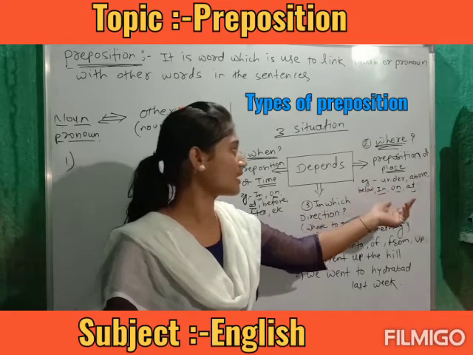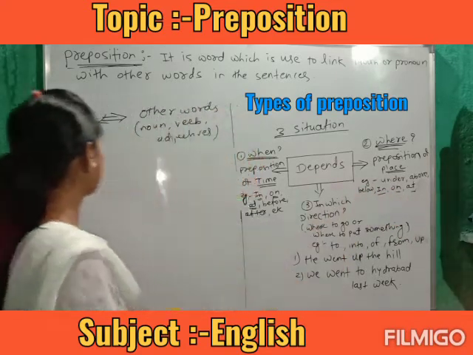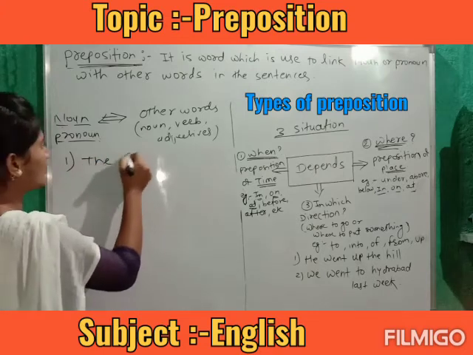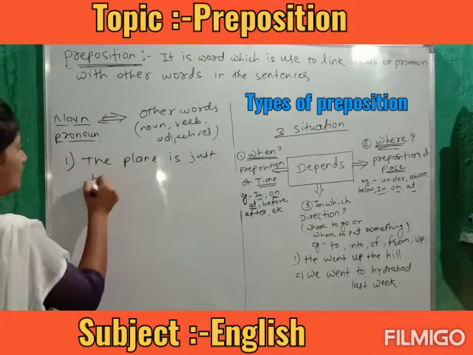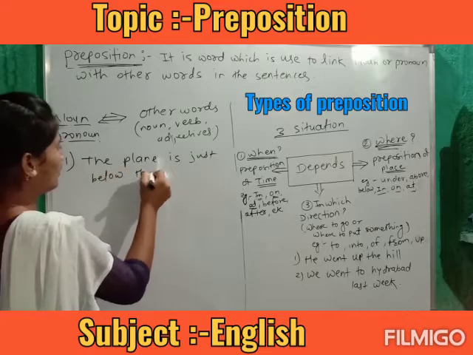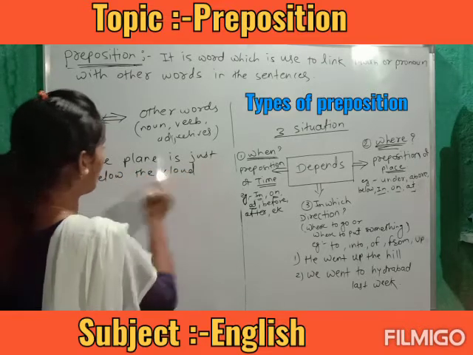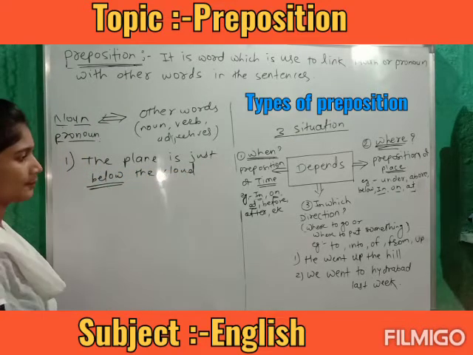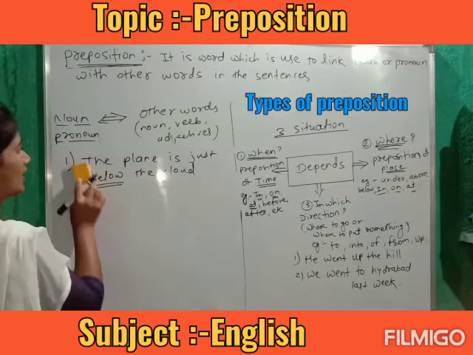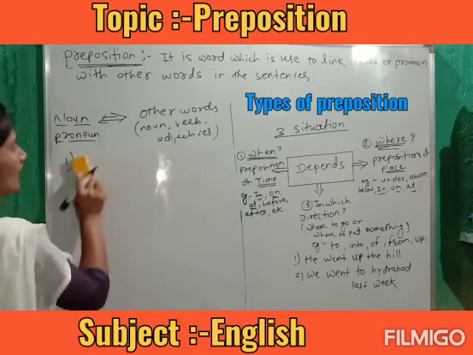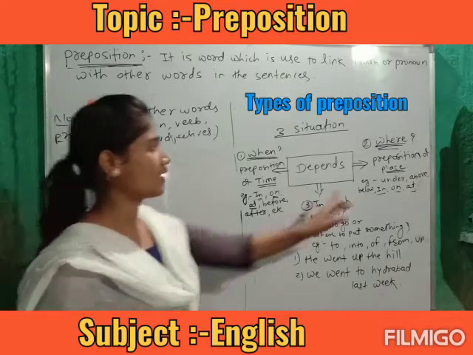We can take a different example. Suppose the plane is just below the cloud. Below the cloud. Now what is that word "below"? This is related to direction. We will not take that one. It is related to direction, so we are going to see the next one, the second topic.